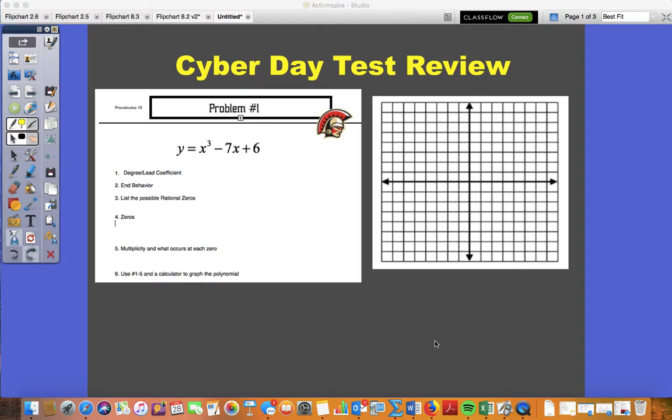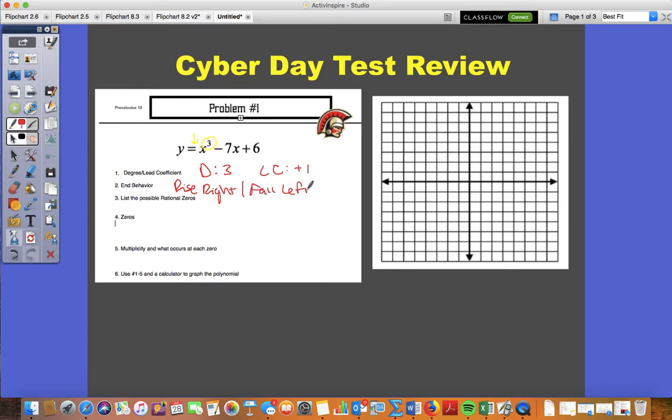We're straight into this part today, talking about degrees and lead coefficients. As a review, we remember that the degree is the highest exponent. In this case, it would be 3, so we put degree of 3. The lead coefficient is positive 1. Since it's odd and positive, it will rise to the right and fall left. Okay, rise right and fall left.